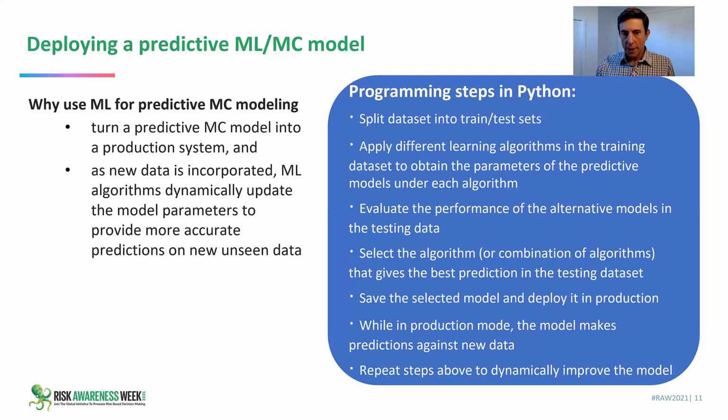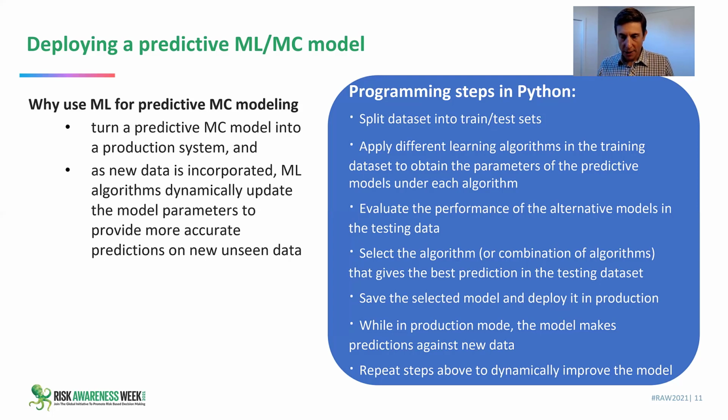So it will evaluate the performance of each alternative model, and it will select the model that gives the best or the most accurate results in the testing area. And that could be one algorithm, or it could be a combination of algorithms. So it could be a combination of models, and that's also super interesting, because perhaps the best model may be a combination of the geometric Brownian motion with an ARIMA model, and once that model is determined, it gets deployed into production.